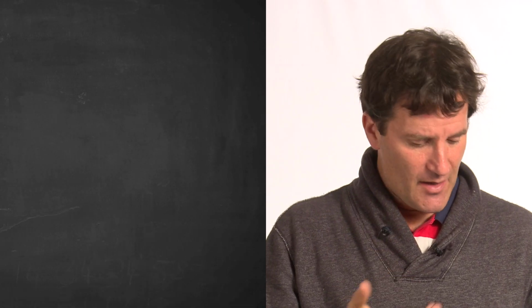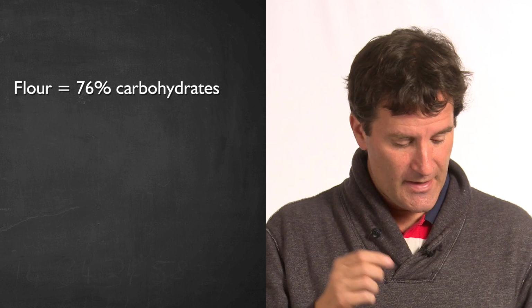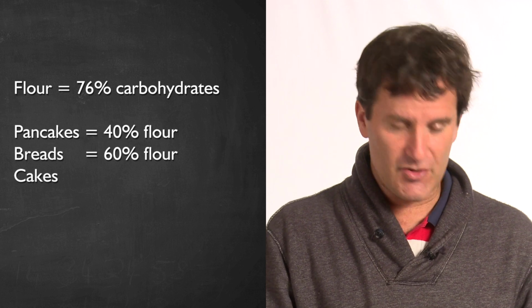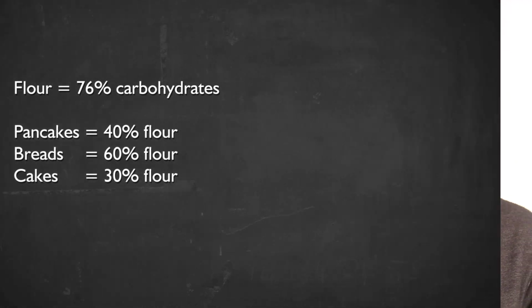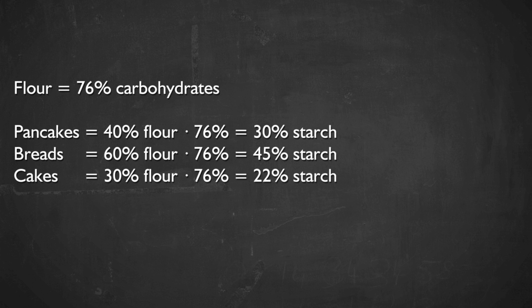So you'll recall actually, from our earlier numbers with the structure of flour, that we said that 76% of the weight of all-purpose flour is carbohydrates. That's a rough number. Pancakes are about 40% flour, bread is about 60% flour, and cakes are about 30% flour. So that means that the starch percentage of pancakes is 40%, 0.4 times 0.76, that's about 30%. So pancakes are about 30% starch, bread is about 45% starch, and cake is about 22% starch. So those are the percentages by volume of the starch granules.